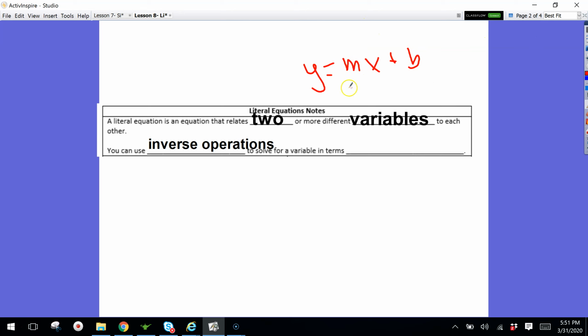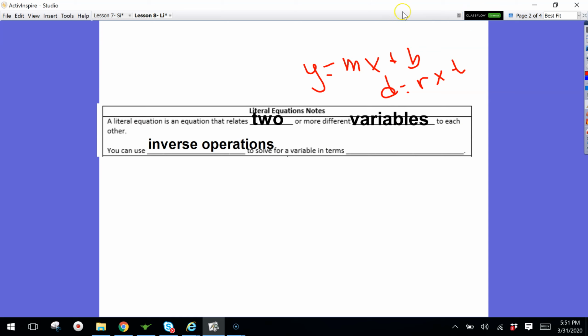here. There are four different variables. They all stand for numbers, so they can interchange. Another literal equation that you guys have seen is distance equals rate times time. So this is an equation that is relating r and t to d. So it's relating rate and time to distance.